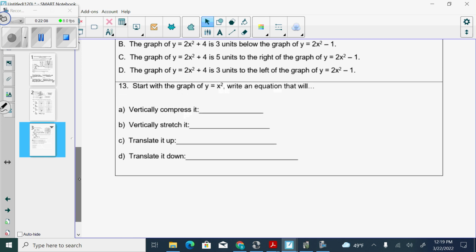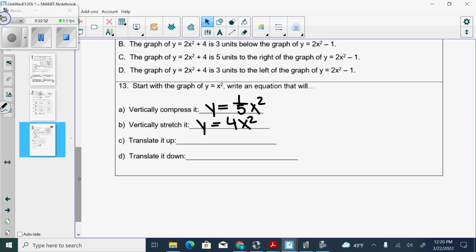Alright. Last one. Says to start with the graph y equals x squared and then write each of these changes. Okay, so it says it vertically compresses. So what makes it compress? The fraction. So what fraction do you guys want to put in front? Okay. So I should have y equals 1/5 x squared. Okay? The next one, they want to show that it vertically stretches. What makes it stretch? A big number in front. So what number do you guys want to use? Okay? So I got y equals 4x squared.